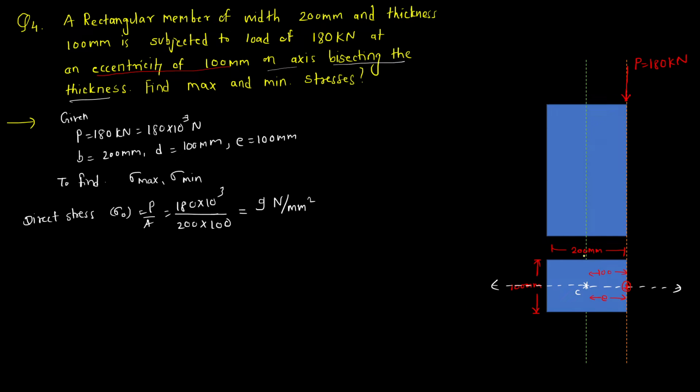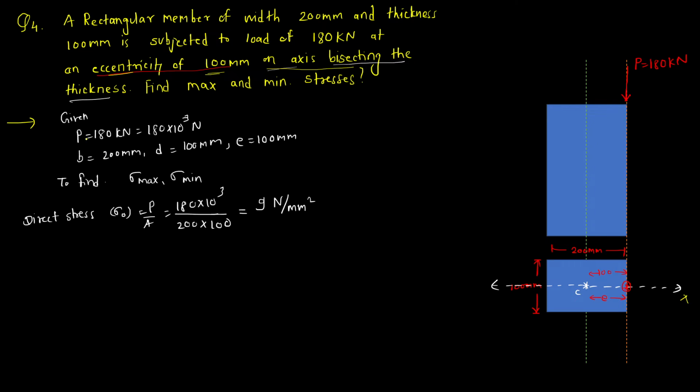So here in this question, the dimensions of the rectangular member are given, 200 mm and 100 mm. About the location of load, the value of load is 180 kN. It is present on the axis bisecting the thickness. That means this white line, that is the x-axis, the load is present on this. Now what is the location of the load from the centroid? That is given here, eccentricity 100 mm. This total is 200, so half of it will be 100. That means the load is present here, that is 180 kN. Now with this we can solve the problem.